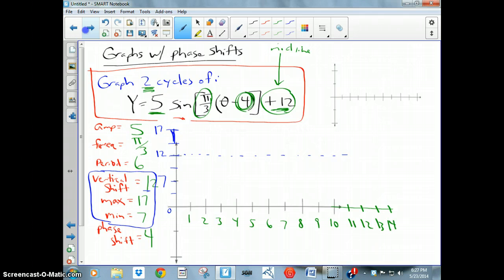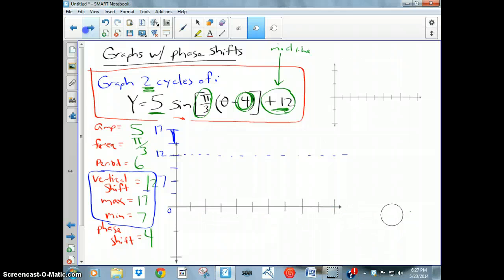If the board works here for me, going out a little ways. It's tough to write at the very end of the board here. So maybe what I'm going to do is this. The end of the board's not working real well. So what I'm going to do is I'm just going to put little hash marks in here.